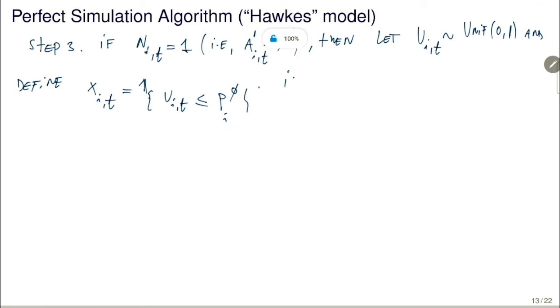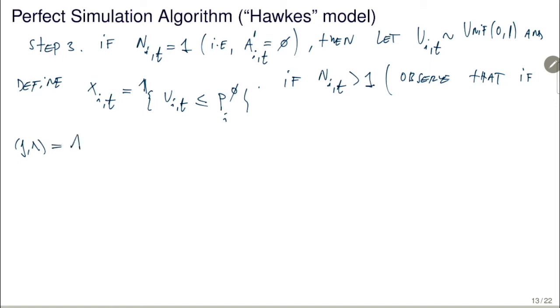Okay? Now, if N_i^t is strictly larger than 1, and in this case, observe that if (j,s) is equal to the set A_{N_i^t - 1}^{i,t}, then by the definition of N_i^t, we know that the set V_{j,s} is going to be the empty set.